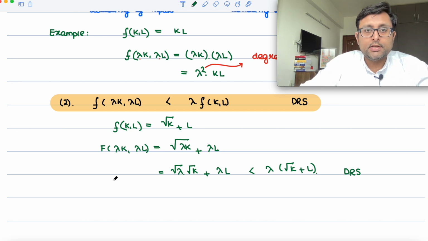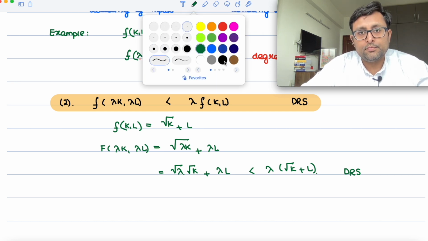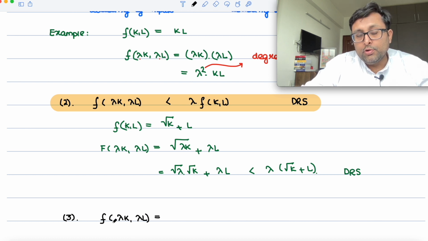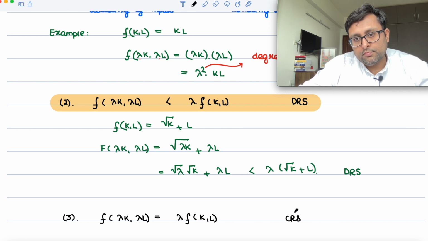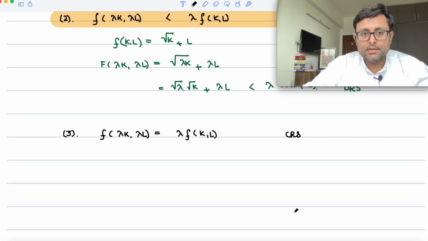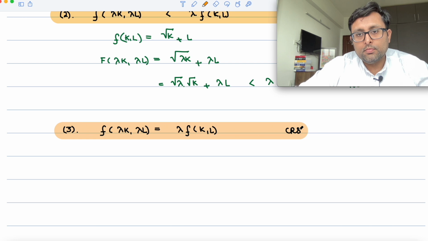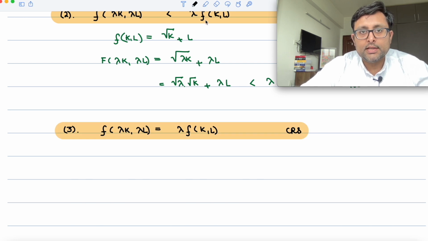Then you have constant returns to scale. So you double the inputs, and the output which you get from lambda k lambda l is just double of the output. That is what CRS is.